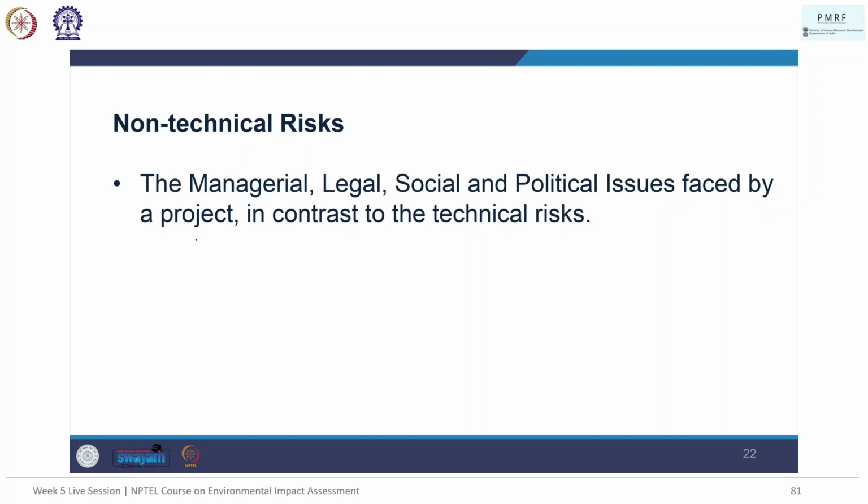So non-technical risks are actually the managerial, legal, social, and political issues faced by a project, in contrast to technical risks. Say you have a project and you don't even have the fundamental resources to carry through that project, right? That would be a technical risk. Say water availability is a problem or water quality is a problem. You don't want a certain mineral to be present in the water and that mineral is present in abundance and you don't have the money to remove the mineral. That would be a technical risk, right?